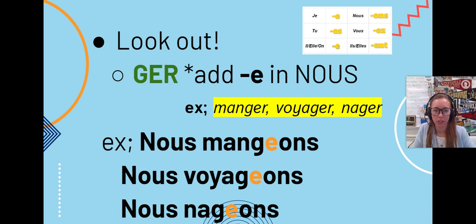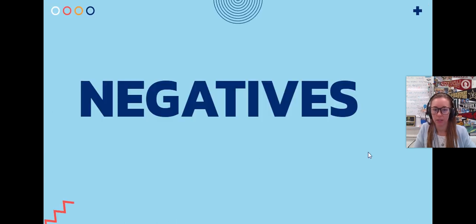We're going to talk about this together, but we have to look out because sometimes the letters don't make the sounds the way that we want. So, for example, the verb to eat is manger. We want mangeons, but if we did not have this extra E here, it would be mangon, voyagon. We don't want that. So we add an extra E, and it's only for these verbs that have the G in them, the GER. So we'll do a lot of practice with this.